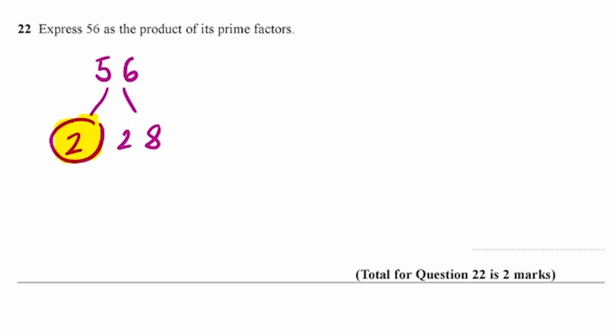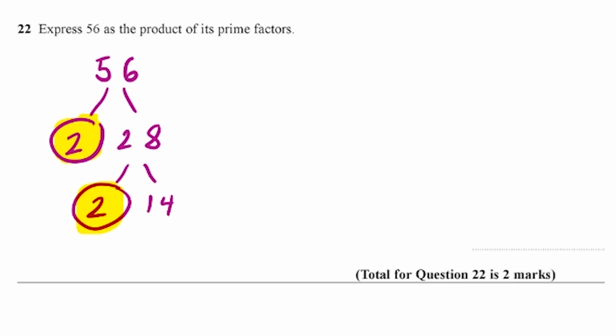But I do repeat that process now with 28 because 28 isn't a prime number. Can I do 2 times something to make 28? Yeah, I can. I can do half of 28, which is 14. So 2 times 14 will make 28. Again, 2 is our prime number, so we circle that. We're not going to touch that.